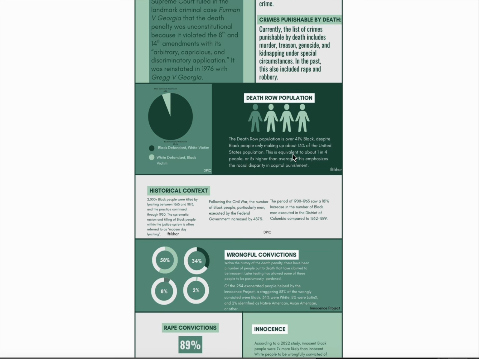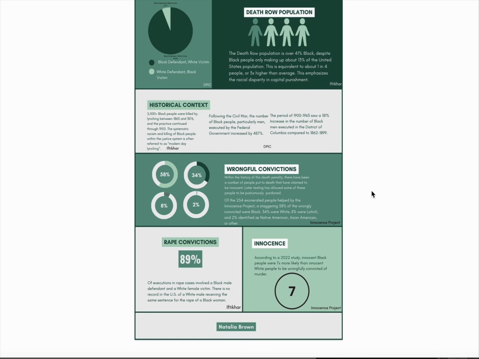In cases of murder, black defendants with white victims had over 93% of conviction rates. Meanwhile, white defendants with black victims had about 6%. The death row population is over 41% black, despite black people only making up about 13% of the United States population. This is equivalent to about 1 in 4 people, or 3 times higher than average. This emphasizes the racial disparity in capital punishment.